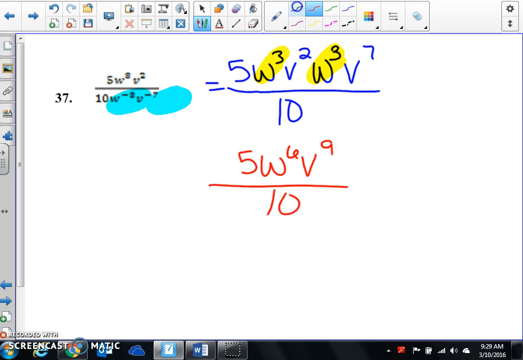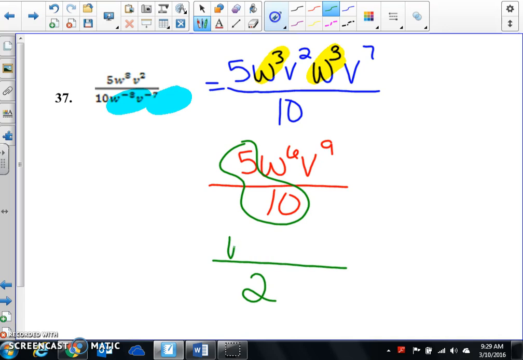And then last but not least, I need to simplify my coefficients. So 5 divided by 10 is 1/2. 1/2 would be 2 on the bottom, and then I leave my variables on top.